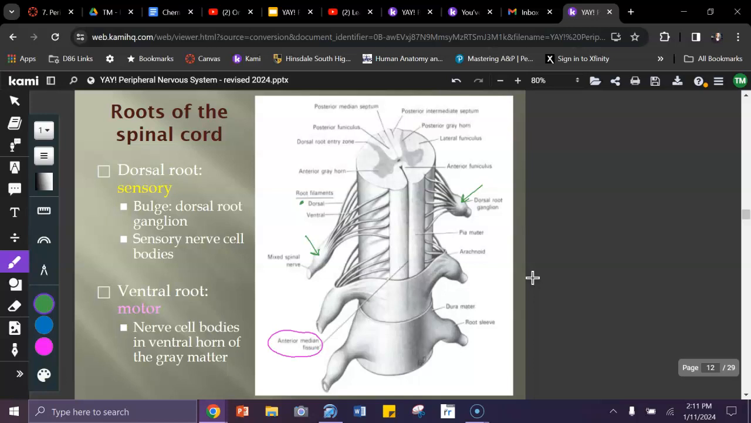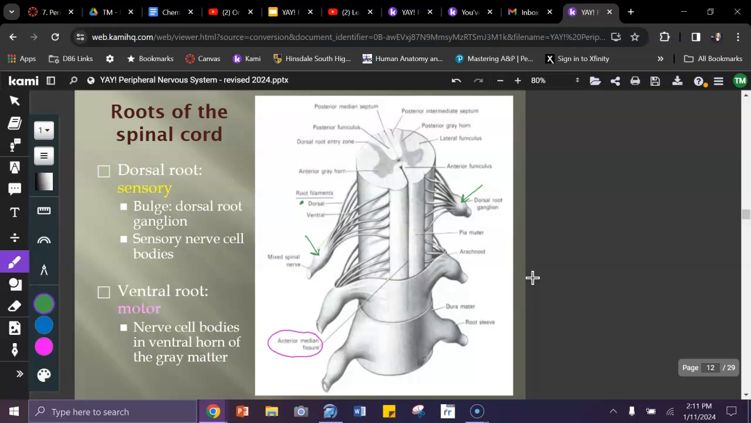Notice that the dorsal root ganglia are located very close to the spinal cord, so they are running right next to that cord. And I'm making that distinction because we are going to be talking about other ganglia that are not going to be close to the spinal cord, so I'm trying to make that distinction for you early.